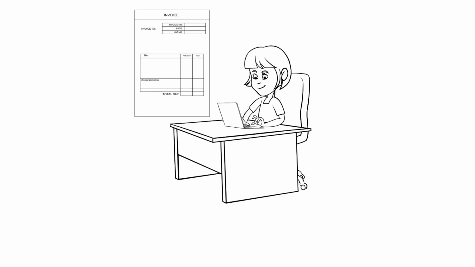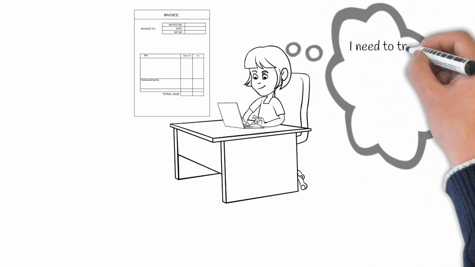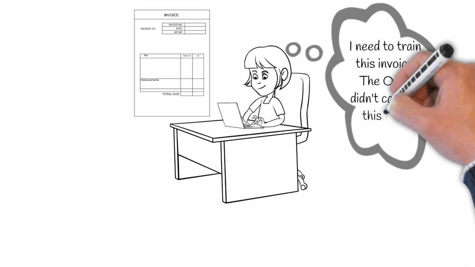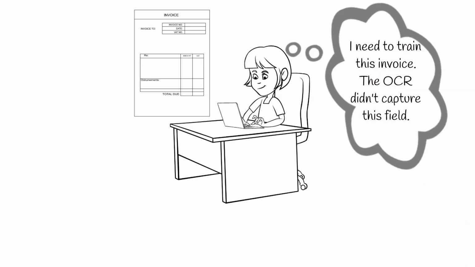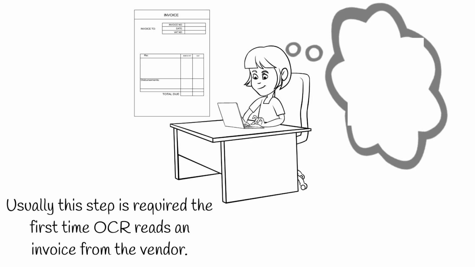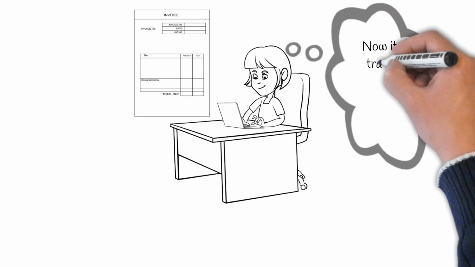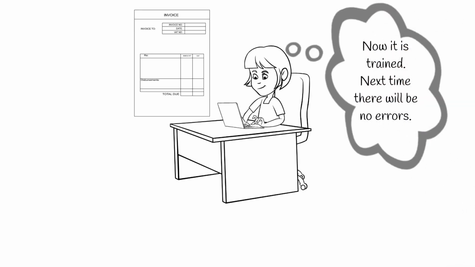After the OCR solution reads the invoice, it will be submitted to a verify step. A human compares the invoice image against the OCR data to determine if they match. Normally, the first time an invoice is seen by the solution, most of the data is captured correctly. There are some fields that may need training. Once the human determines the discrepancy, training is performed, and the next time this vendor's invoice arrives, the solution will capture the data correctly.